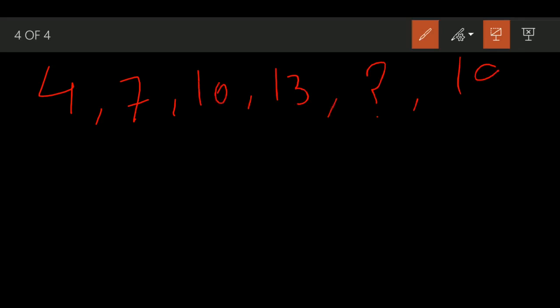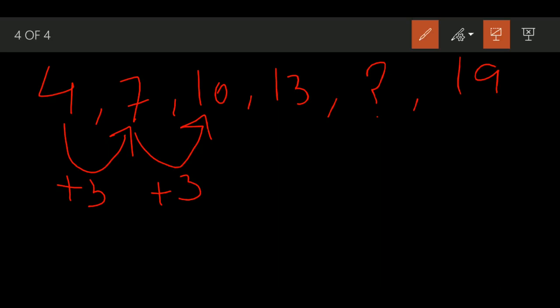Let us take another example. 4, 7, 10, 13, question mark, 19. So, see this pattern. What do you do to 4 to get 7? We will add 3 to get to 7. Now, what do you do to 7 to get 10? We will add 3 to 7 to get to 10.